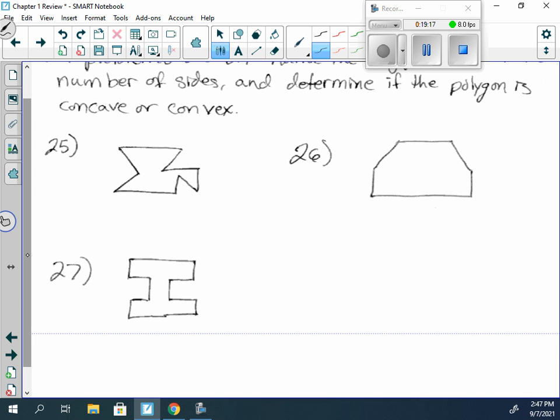So which one of these do we want to look at? 25. So the first thing we need to do is count the number of sides. I'll put a mark to signify for myself where I'm starting. So I can say 1, 2, 3, 4, 5, 6, 7, 8, 9. 9 would be? Because it has how many sides? Not a gon. So it has 1, 2, 3, 4, 5, 6, 7, 8, 9 sides.